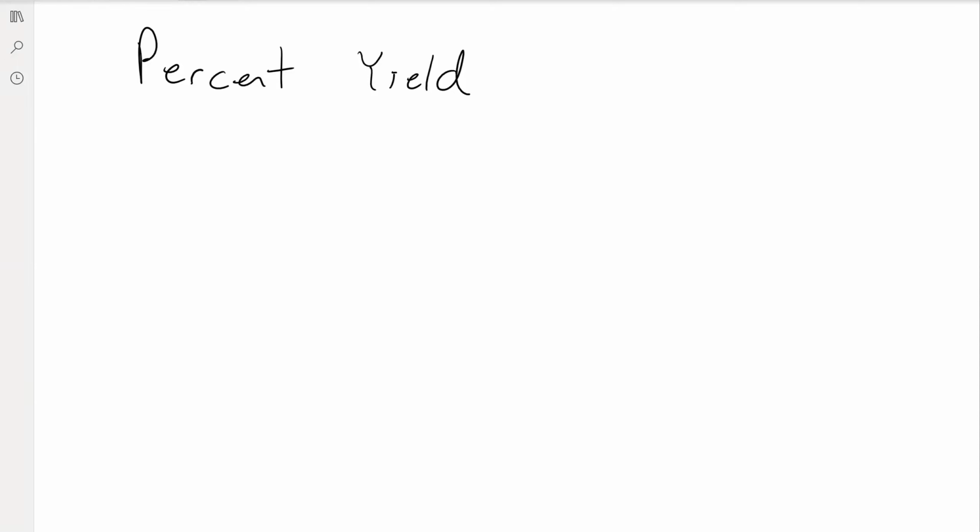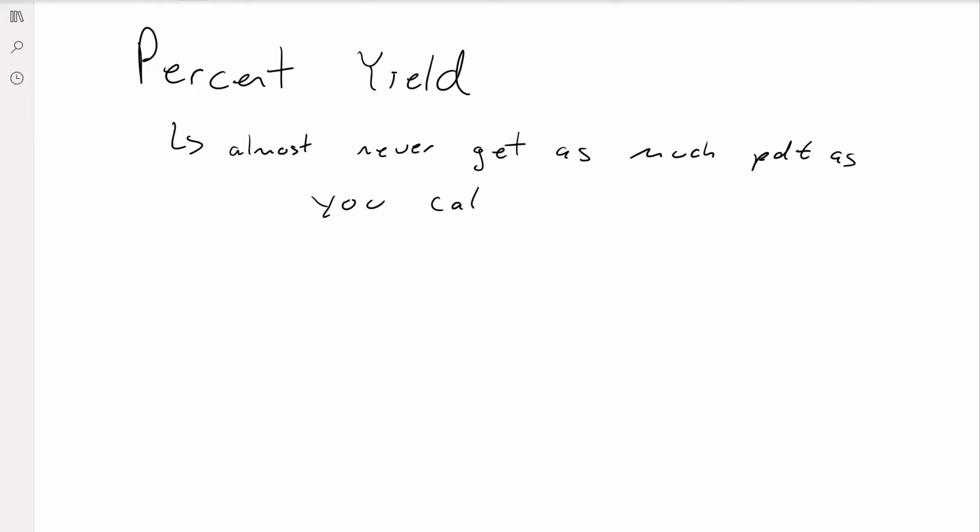All right, so our next topic of discussion is percent yield. And the thing with percent yield is that you almost never get as much product as you calculate. Going back to the sandwich analogy, let's say that you could make 20 sandwiches, but you end up dropping a slice of cheese on the floor, and now you can't make 20 sandwiches anymore because it's gross to use that piece of cheese. So you can only make 19 sandwiches.